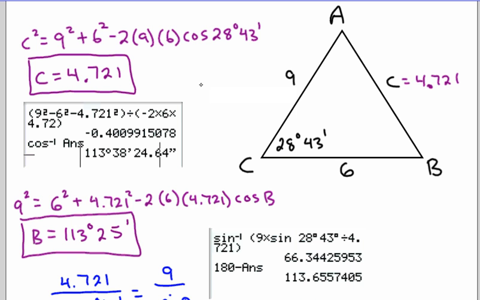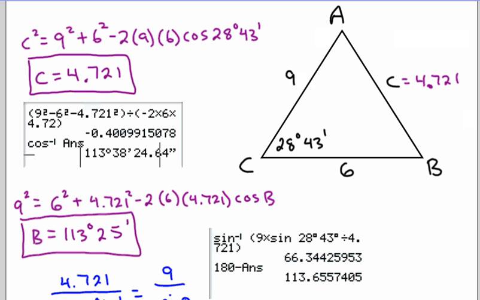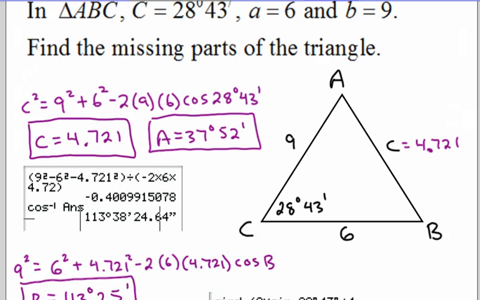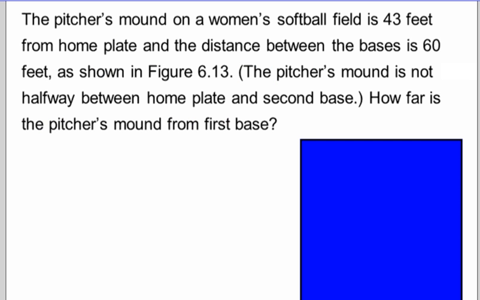So angle A, I already forgot that. It's 37 degrees, 52 minutes. Angle A is 37 degrees, 52 minutes. Right? And we knew angle A had to be bigger than angle C because side A was bigger than C. Okay, so there's a nice example of how the law of cosines makes it so we don't have to worry about a second triangle. All right, let's give this a shot right here. Let's try a word problem.